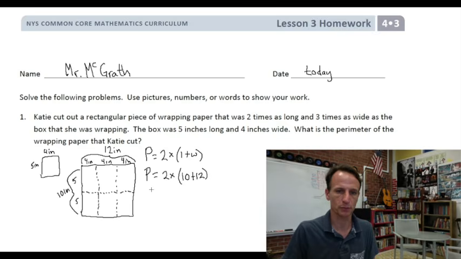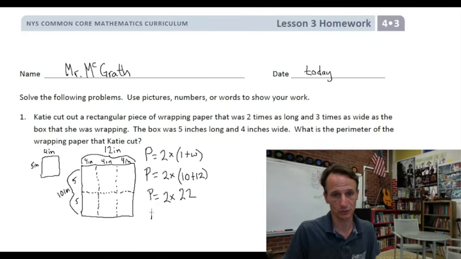Okay, so then our perimeter will be 2 times, well, what is 10 plus 12, but yes, 22. And I am going to assume that you can do 2 times 22. That's right, 44. And now this is one thing where you do want to be a little cautious.